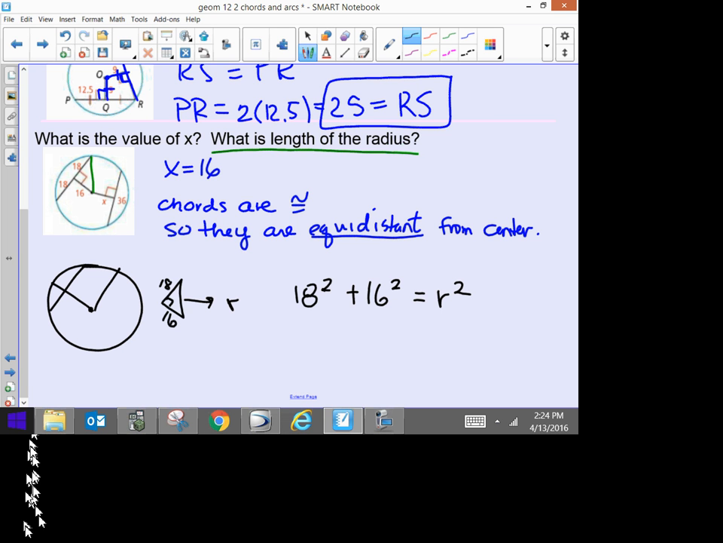What is that? It's going to be a rounded method. All right, don't round then. Simplify your radical like smart geometry students.